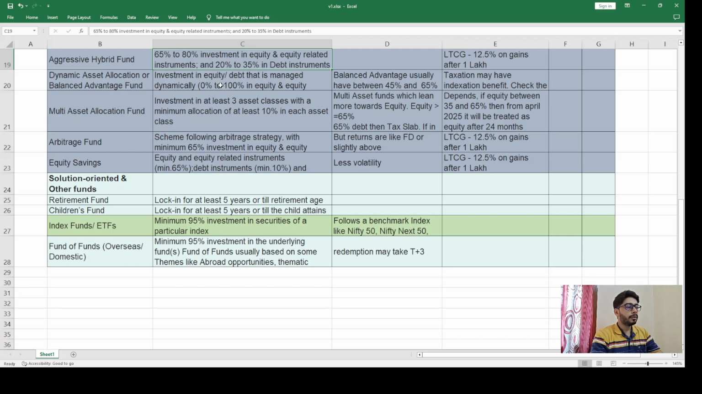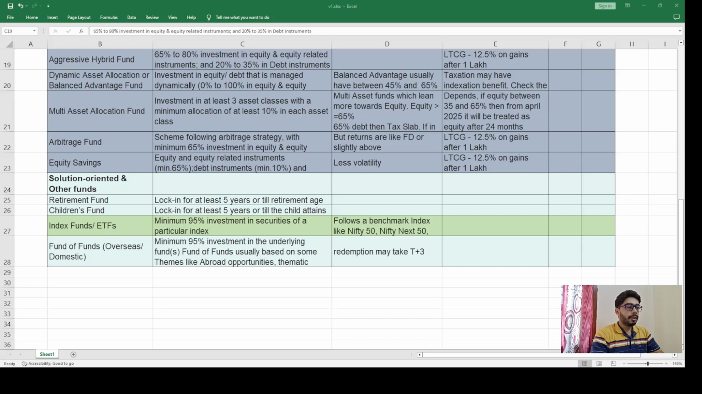So fund managers usually suggest a balanced advantage fund over there, and what happens is, if you have a 50-50% allocation to equity and debt, you are balanced, and that is why you are not that volatile when you invest in these funds. So that is the balanced advantage fund.